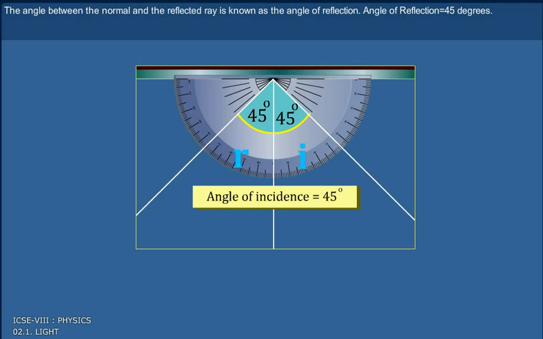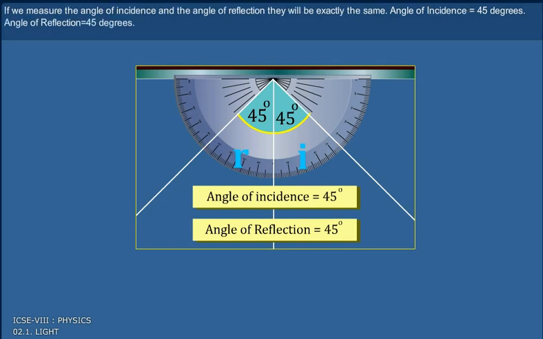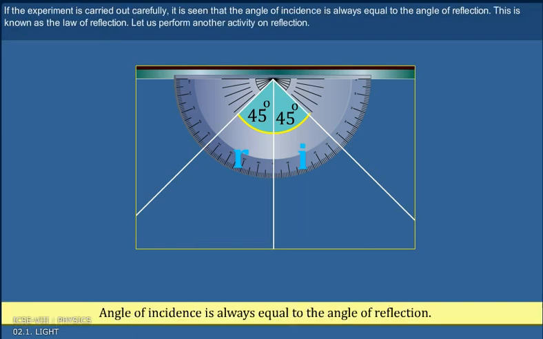The angle between the normal and the reflected ray is known as the angle of reflection. Angle of reflection is equal to 45 degrees. If we measure the angle of incidence and the angle of reflection, they will be exactly the same. Angle of incidence is equal to 45 degrees and angle of reflection is also 45 degrees. If the experiment is carried out carefully, it is seen that the angle of incidence is always equal to the angle of reflection. This is known as the law of reflection.